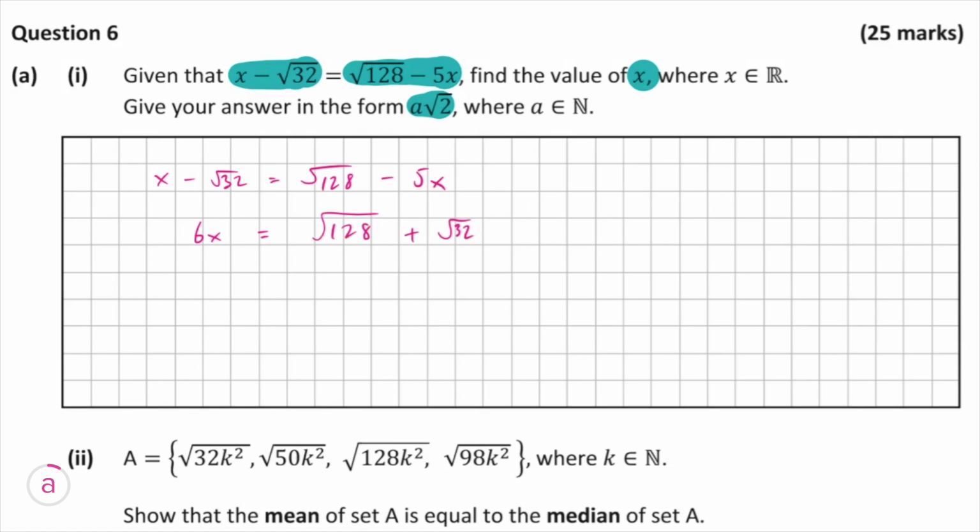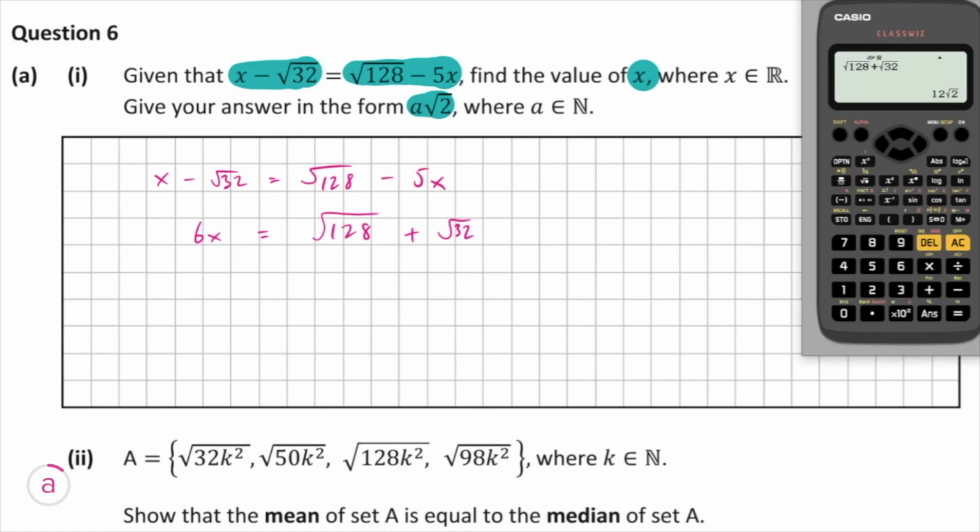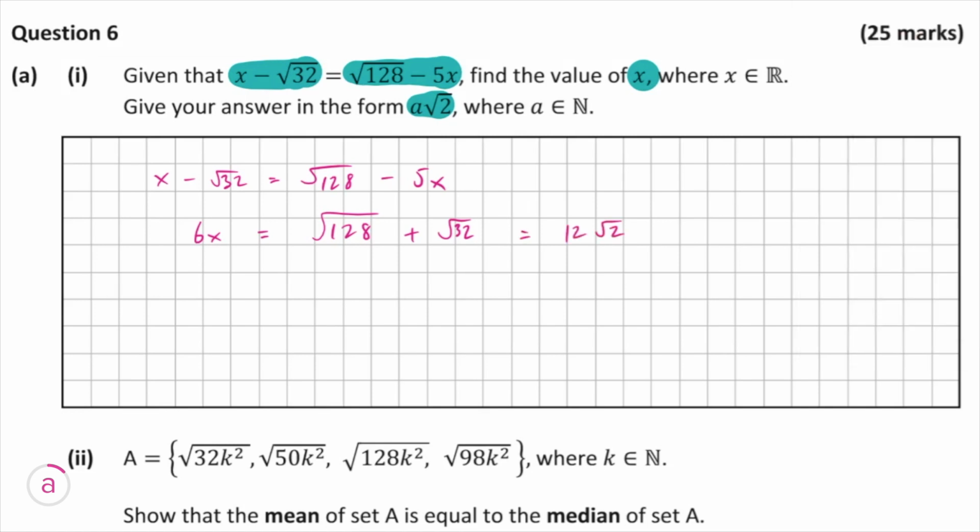Now there are two options here. First of all, you could just plug into the calculator root 128 plus root 32, and when you do that, the answer you're going to get straight away is 12 root 2, which would be equal to 6x, and that means that x is just going to be equal to 12 root 2 divided by 6, which is just 2 root 2. So that's the quick way to do this, but we could also derive the same thing without the calculator at all.